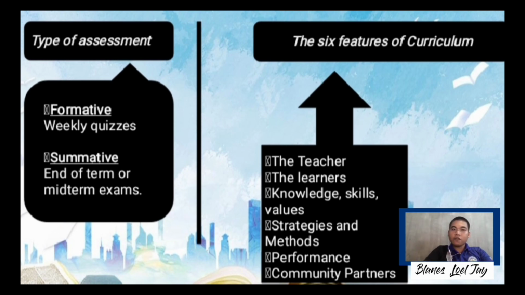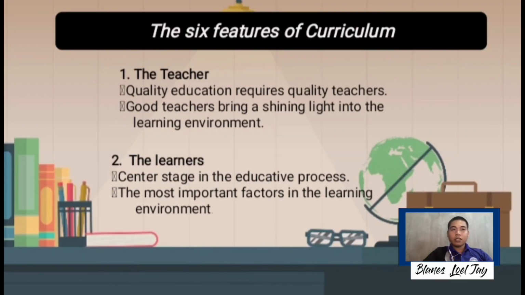Next are the six features of the curriculum. There are six features of the curriculum: the teacher, the learner, knowledge, skills and values, strategies and methods, performance, and community partners. First is the teacher. A good quality education requires a quality teacher. And good teachers bring shining light into the learning environment. So the teacher must be the role model of the students. Next is the learner, the center stage in the educative process. The learner is the most important factor in the learning environment.